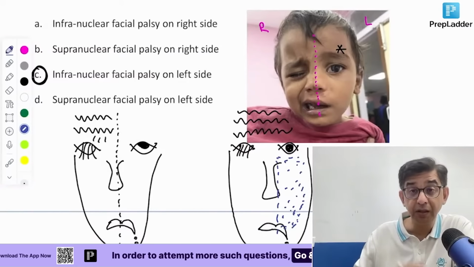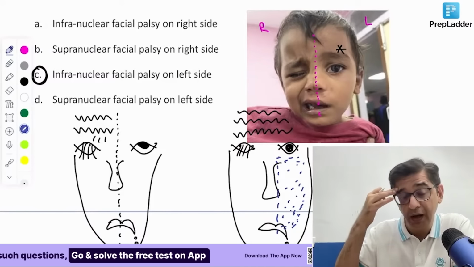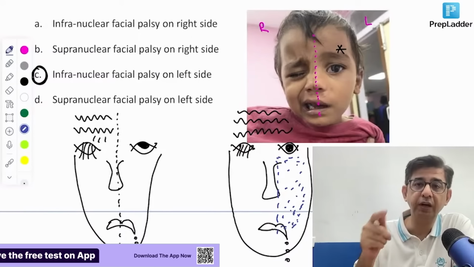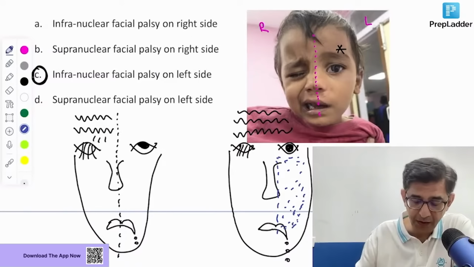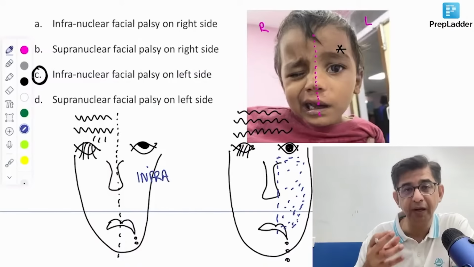So simply ask the patient to produce lines on the forehead. If he cannot produce lines on the forehead in half, it is an infranuclear palsy. This infranuclear palsy is the one that is being talked about. We call it Bell's palsy.